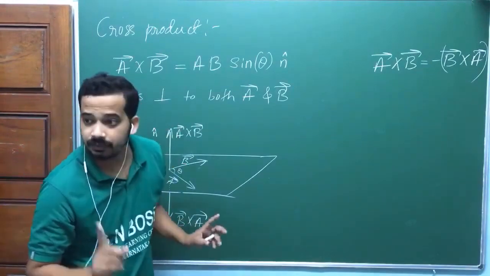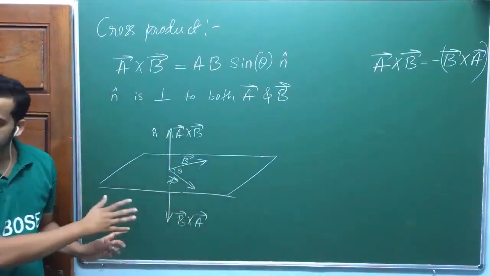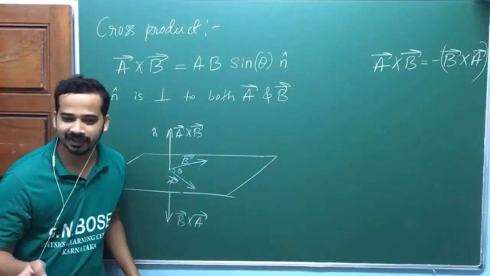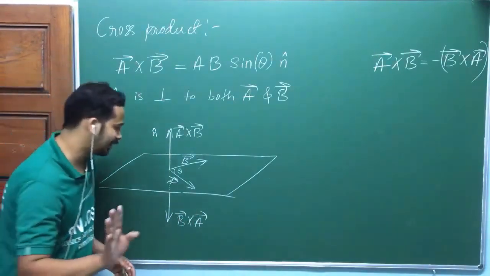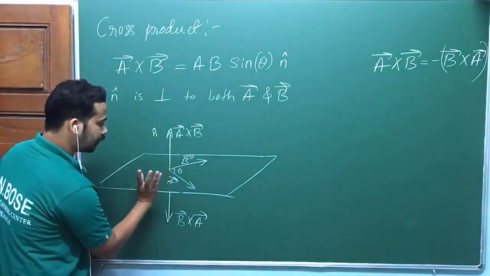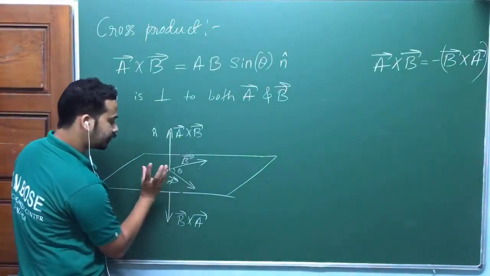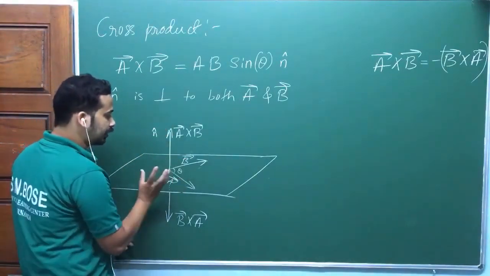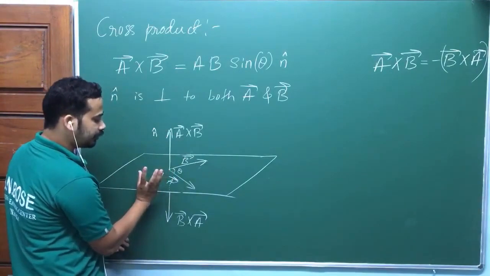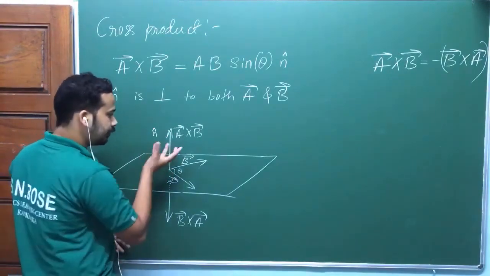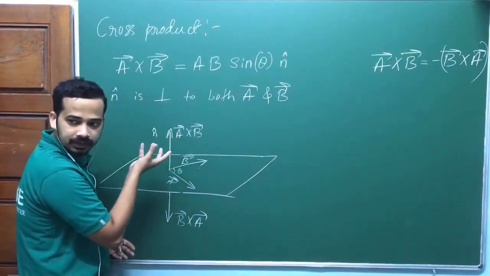If you have experience with nut and bolt, then only use the screw rule. Otherwise, use the right hand thumb rule. That's the best idea. Is that the right hand, not the left hand? If you use the left hand, you will be in trouble. If you rotate a screw from A to B, that screw will go like this. So A cross B is given by the direction of motion of the screw. You can imagine it like this.